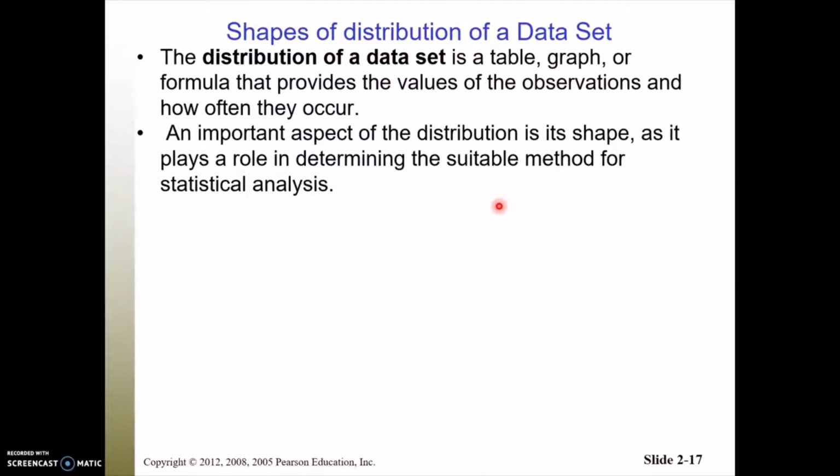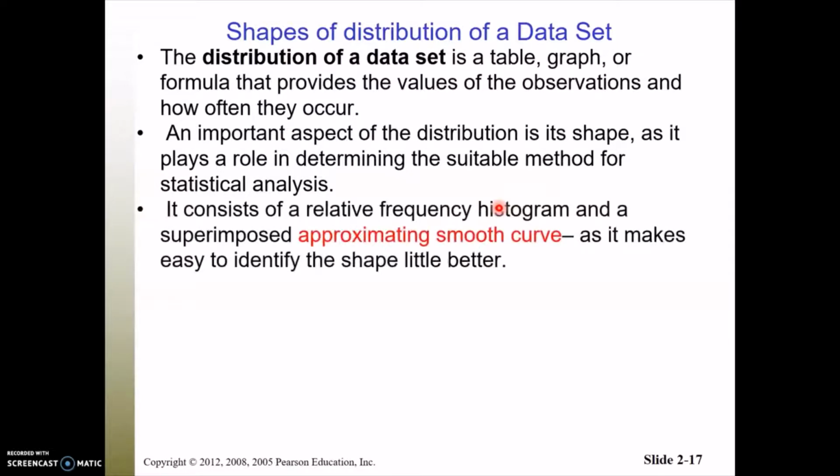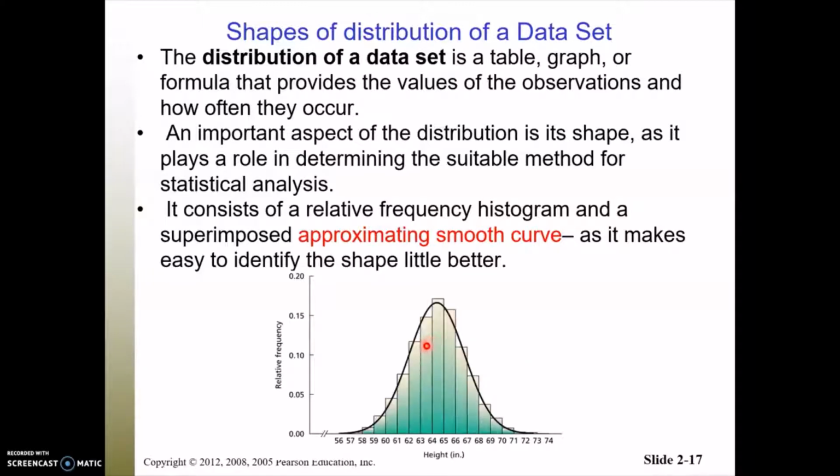Okay, how do we get the shape of the distribution? It consists of two things. Number one, a frequency histogram or a relative frequency histogram, and a superimposed smooth curve. Look at this one. We have these histograms, and what I have done here is approximate the shape of this distribution with the help of this solid smooth curve, and this curve is called the density curve, right?